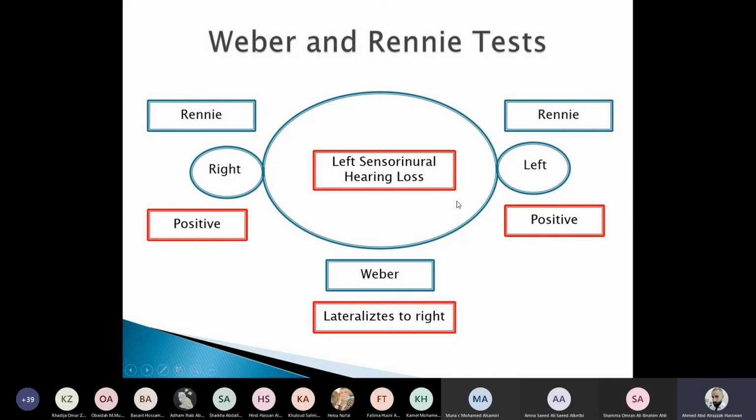Okay, I know it's a bit complicated, but if we simplify it, it's very easy. So first look at Weber. When it goes to one side, then either this side has conductive or the other side has sensory neural. Which one will confirm it? Rinne will confirm it.